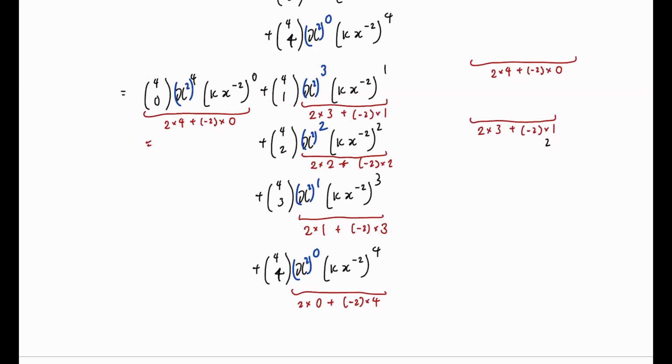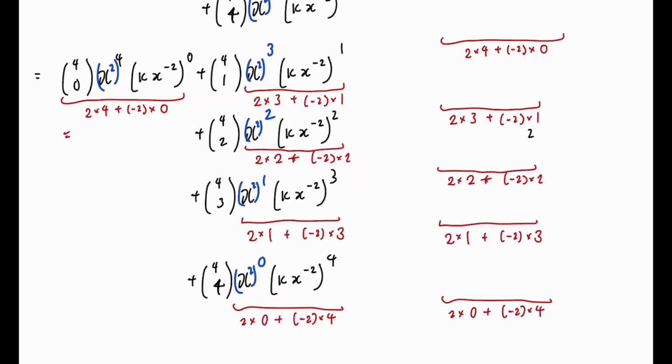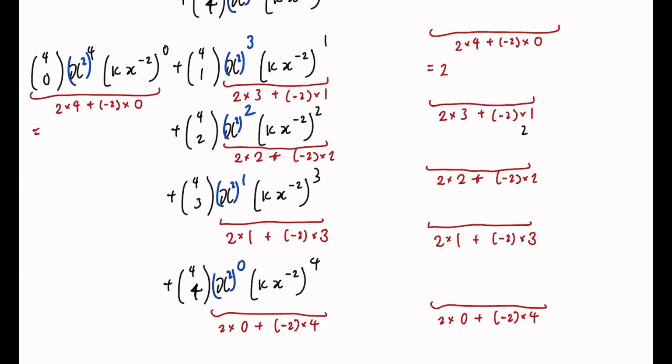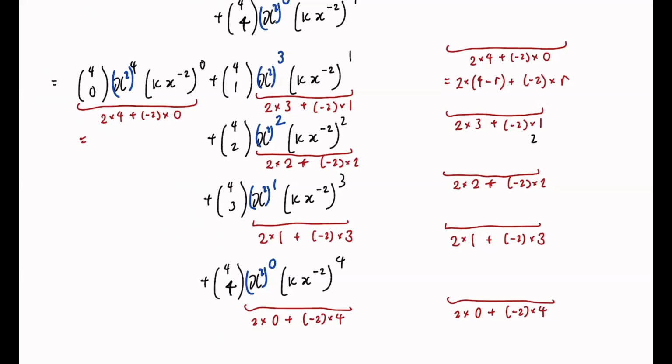Okay, our goal here is to spot a pattern. I hope you realize that this is actually just the same as 2 times 4 minus r plus negative 2 times r, where r in this case is equal to 0. Same thing over here, we got 2 times 4 minus r plus negative 2 times r, where r is equal to 1.